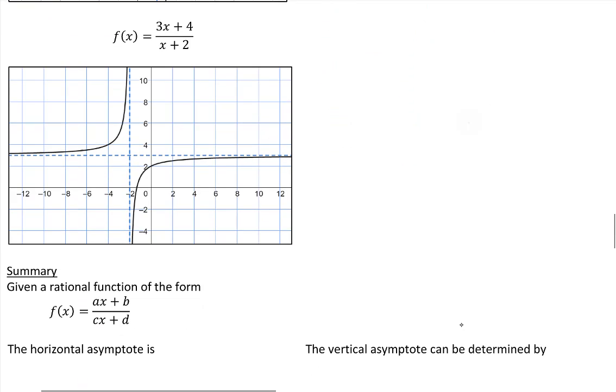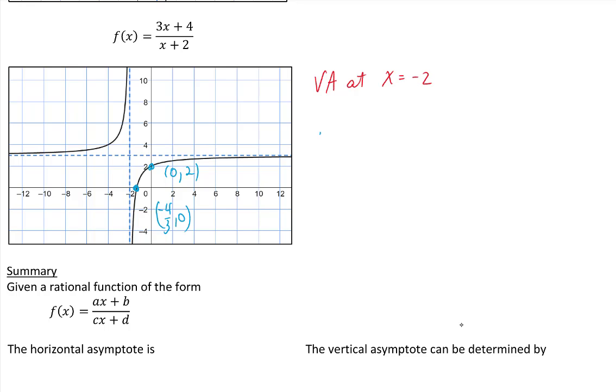And the final one. This time we have an x-intercept at negative 4 over 3. And we have a y-intercept at 0 and 2. This is a function. The domain is that x cannot equal negative 2, and the range is that y cannot equal 3. This function is discontinuous at x equals negative 2. There is a vertical asymptote at x equals negative 2.